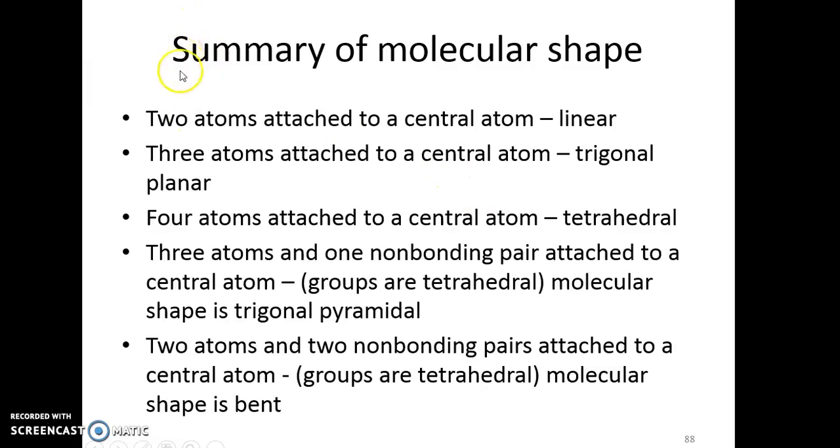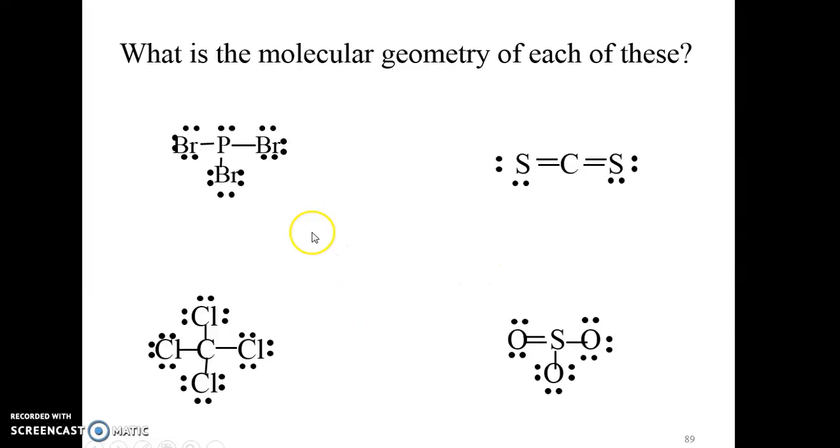The summary of the molecular shape is that two atoms attached to a central atom with no non-bonding pairs, that's linear. Three atoms attached to a central atom becomes trigonal planar. Four atoms attached to a central atom, that's tetrahedral. Three atoms and one non-bonding pair, or two atoms and two non-bonding pairs, give you tetrahedral geometry for the electrons, but the molecular shape is trigonal pyramidal with the one non-bonding pair, and bent for two non-bonding pairs. So now go ahead and try.